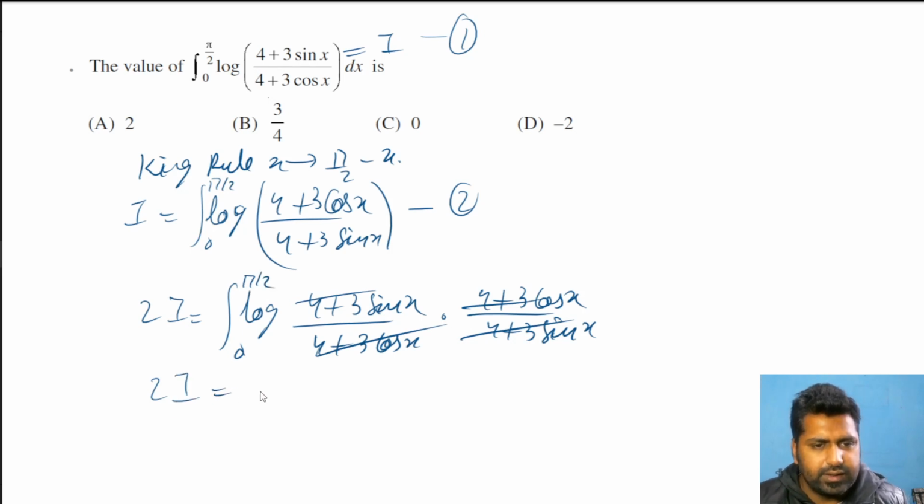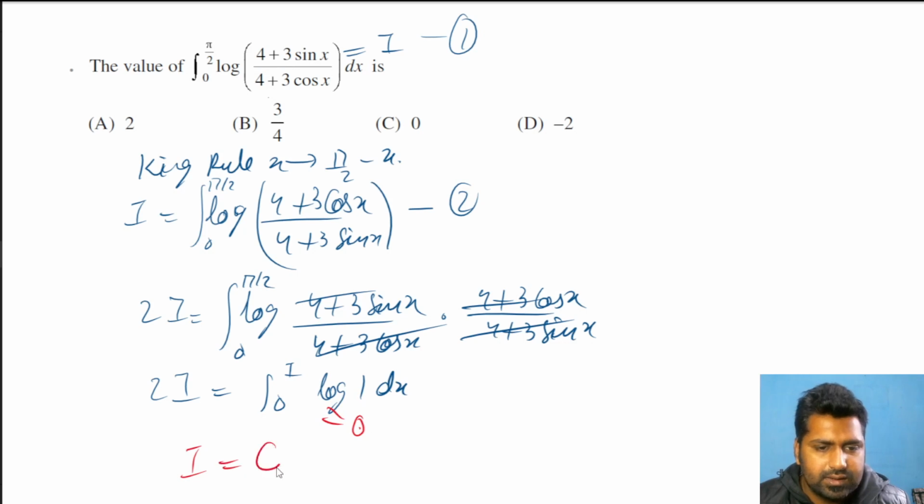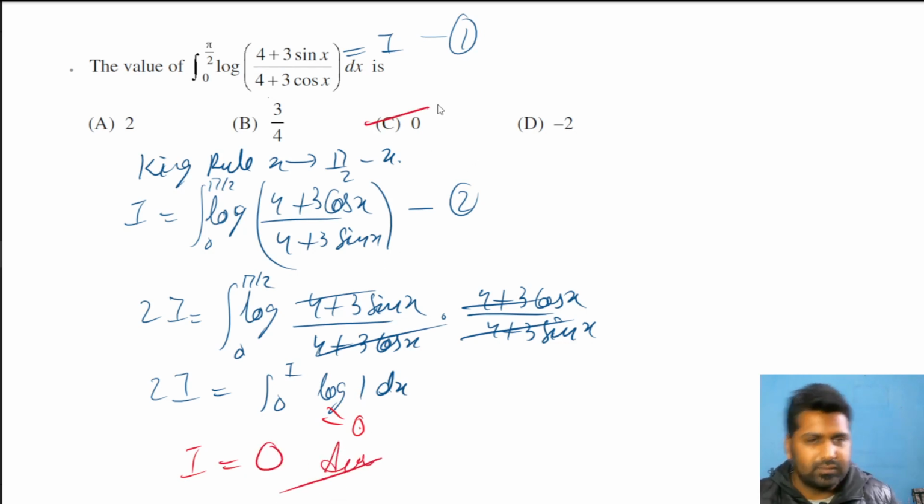So 2I is integral 0 to pi by 2 of log 1 dx. What is log 1? 0. So the whole answer is 0. The integral is also 0. I was thinking they should have given the option in terms of pi, because I know something happens and pi comes out, but 0 is also an option.